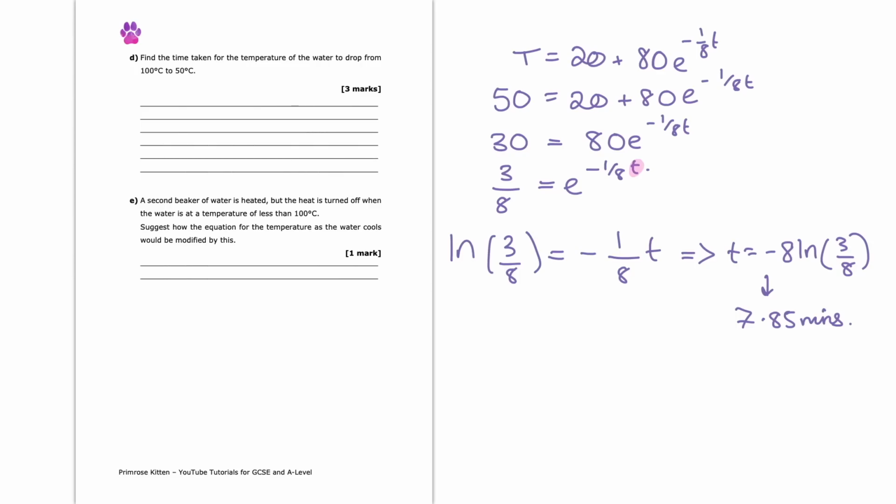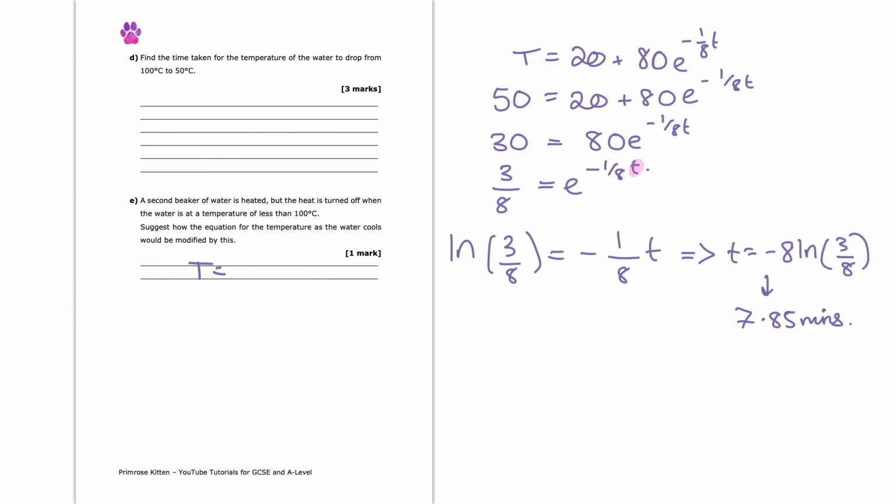Okay, so for E, it says that we've got a second beaker of water now and it gets heated, but the heat is turned off when the water is at a temperature of less than 100 degrees C. And we're asked to suggest how the equation of the temperature as the water cools would be modified by this. So in our first equation that we've just been talking about, we turned off the heater at 100 degrees, right? So that means it was starting at a higher temperature than it originally was.